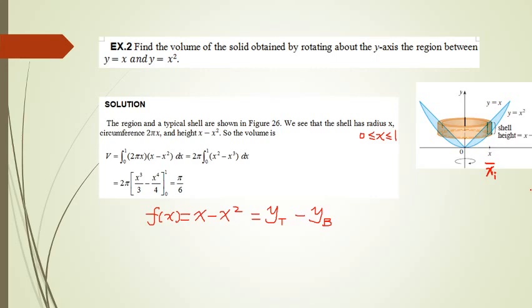So that is example 2. Those two are the regions rotating about the x or y-axis. We will see one more example. It's rotating about some other straight lines rather than the x and the y axis.